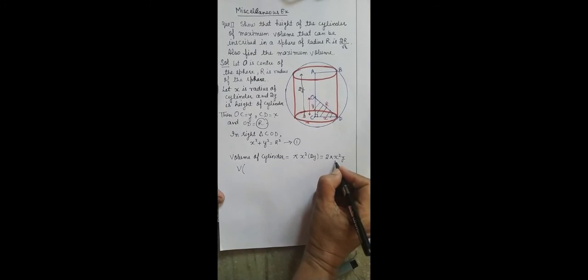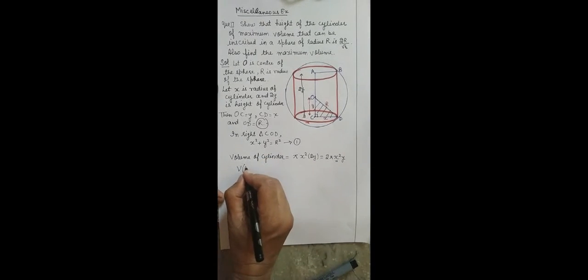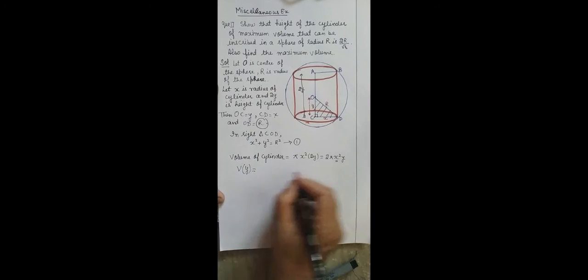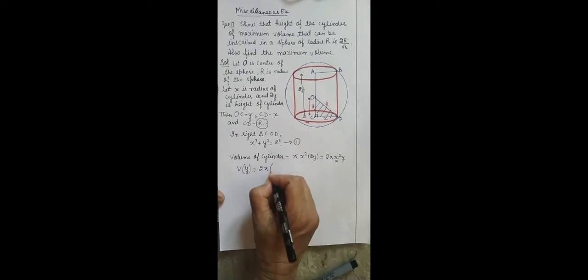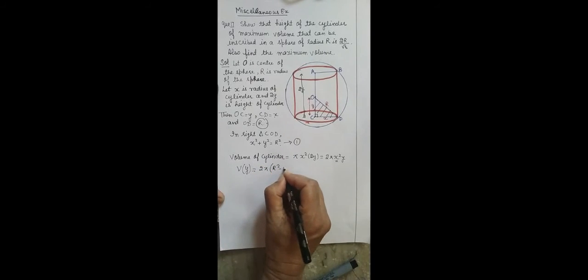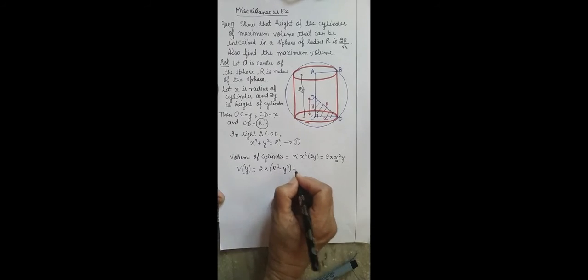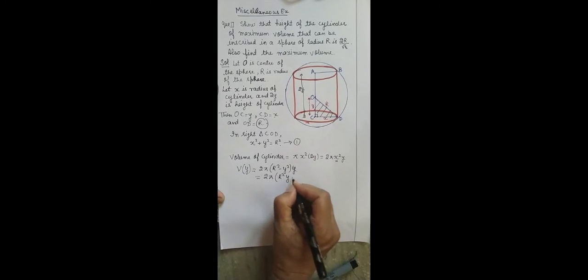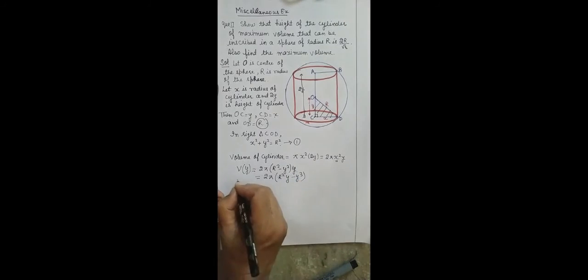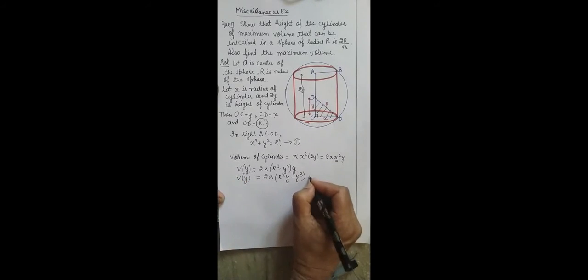So now my volume will be a function of y. So it is 2 pi. Now what is the value of x square from equation number 1? It is R square minus y square, into y. On simplifying, this will be 2 pi into (R square y minus y cube). Let me mark this as result number 2. So differentiating both sides with respect to y.